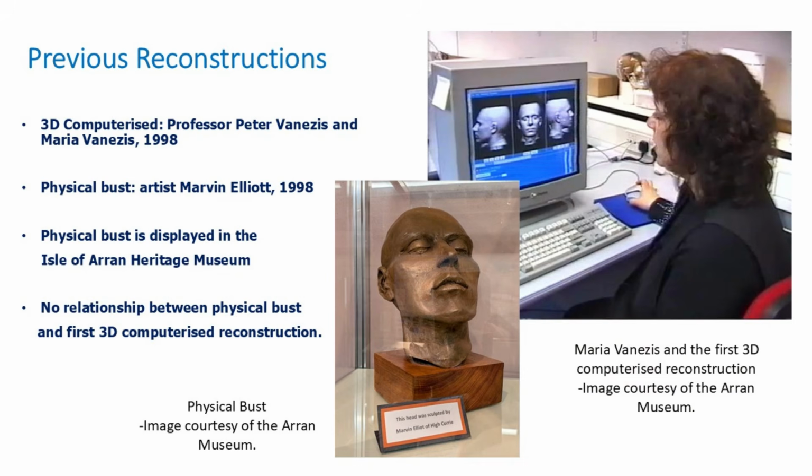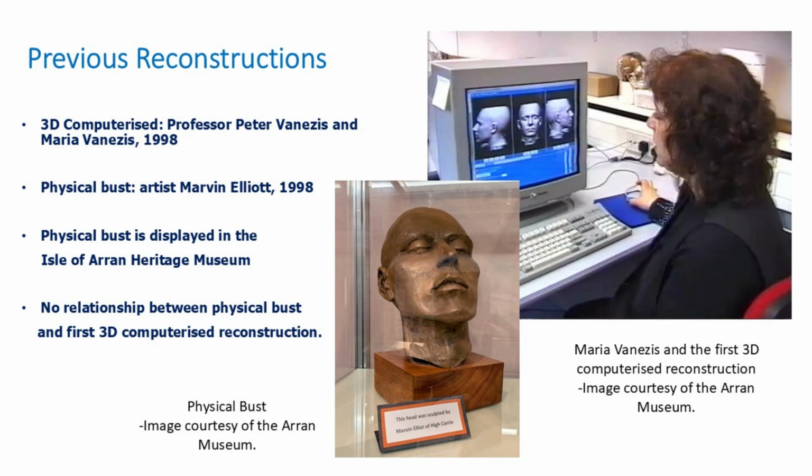In 1998, Professor Peter Vanezis alongside Maria Vanezis produced a 3D computerized facial reconstruction of the Clachaig Skull through computer technologies available at the time. Based on photographs of the results achieved by Vanezis, the artist Marvin Elliott has produced a physical bust of the Clachaig man, which is currently on display in the Isle of Arran Heritage Museum.